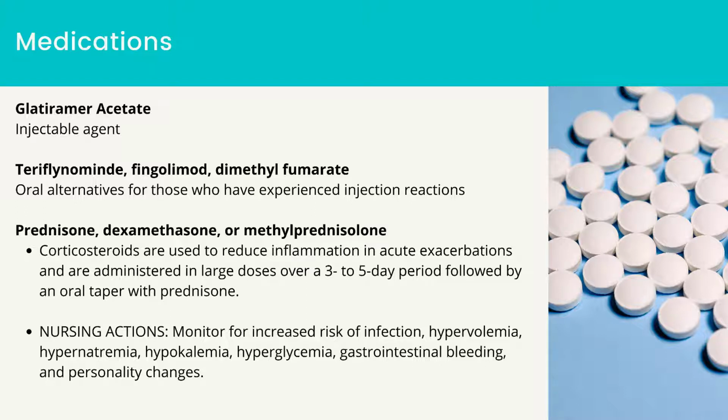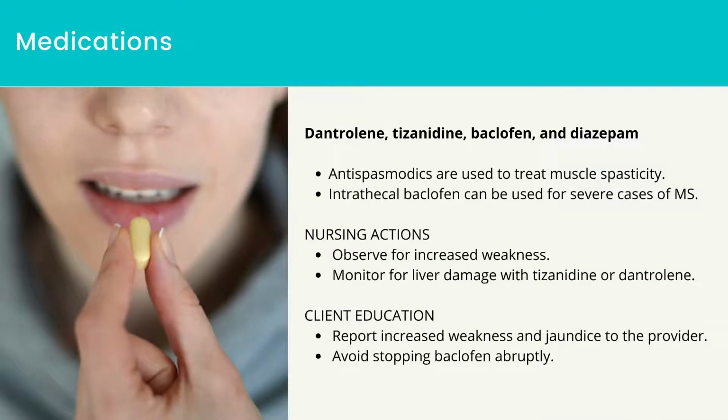Nursing actions. Monitor for increased risk of infection, hypervolemia, hyponatremia, hypokalemia, hyperglycemia, gastrointestinal bleeding, and personality changes. Dantrolene, tizanidine, baclofen, and diazepam. Antispasmodics are used to treat muscle spasticity. Intrathecal baclofen can be used for severe cases of MS.